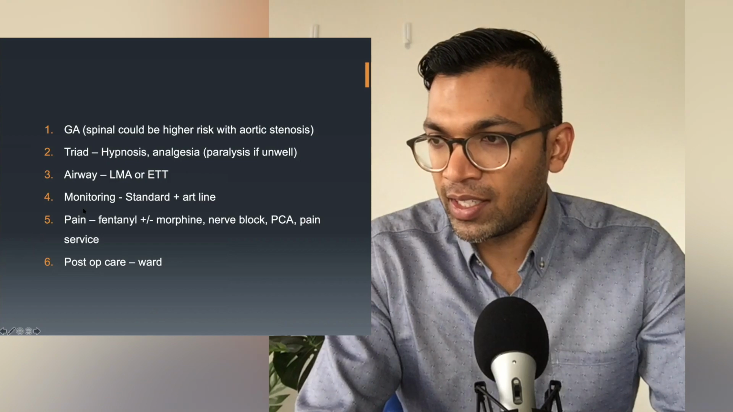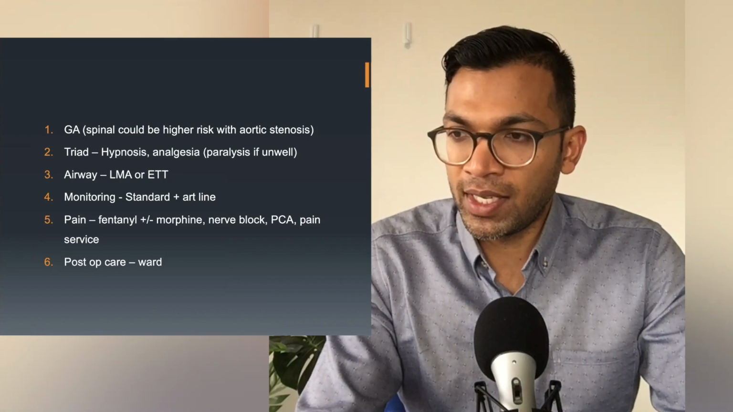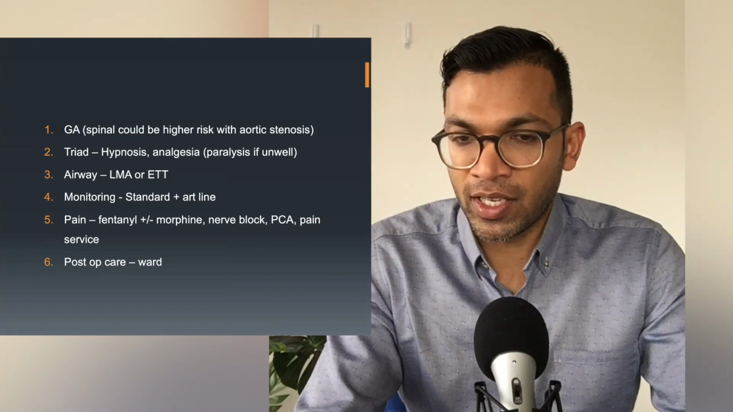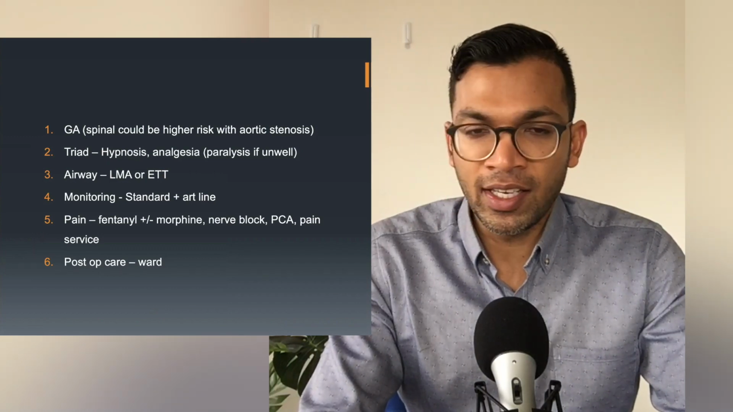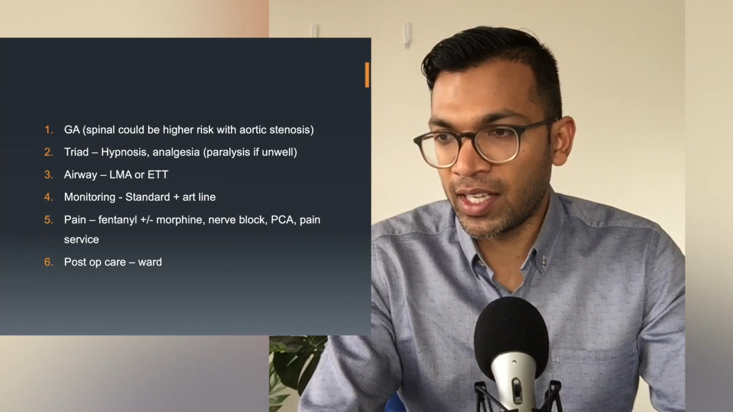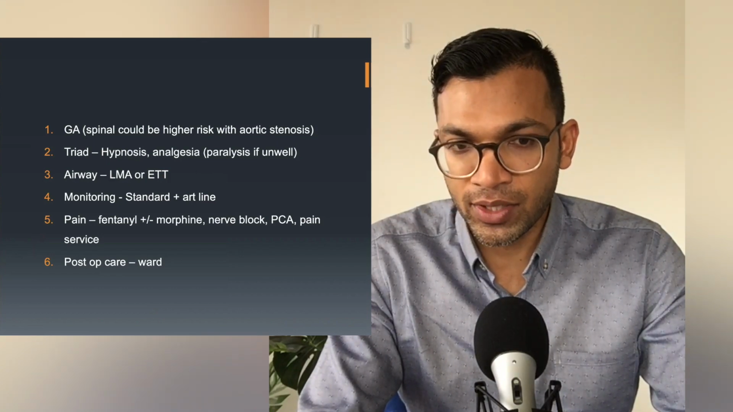Monitoring, I definitely have an arterial line in addition because I want to really maintain that MAP to make sure that I have good coronary perfusion pressure. So think of this as an aortic stenosis recipe: GA, gentle induction with an arterial line. And we'll go through that in the induction section in more detail.